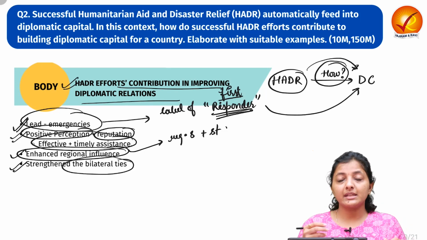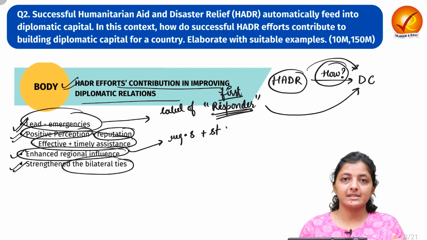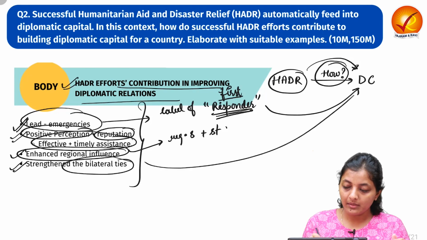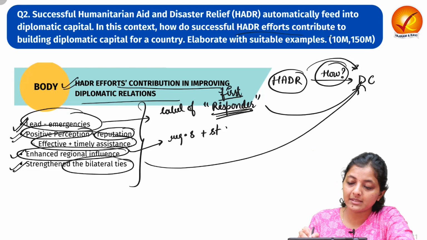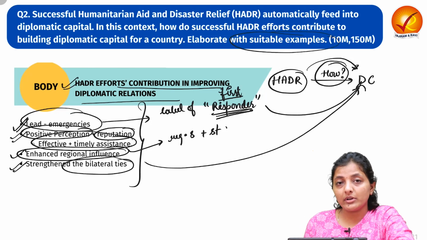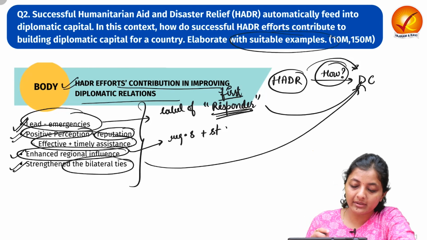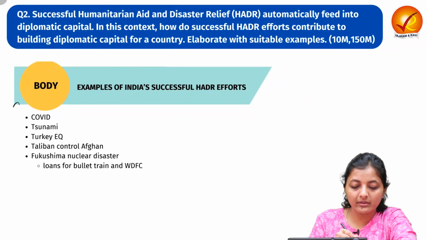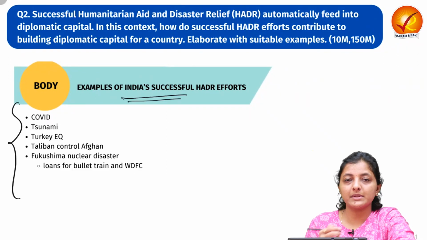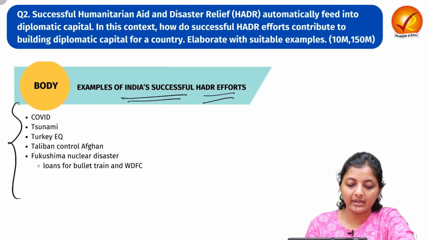And also increased cooperation in various other domains as well. So this way, diplomatic capital can be generated. Now the next thing is we have to elaborate with suitable examples. Either you can write with these points only wherever and whenever possible, or you can make a different heading: examples of India's successful HADR efforts.